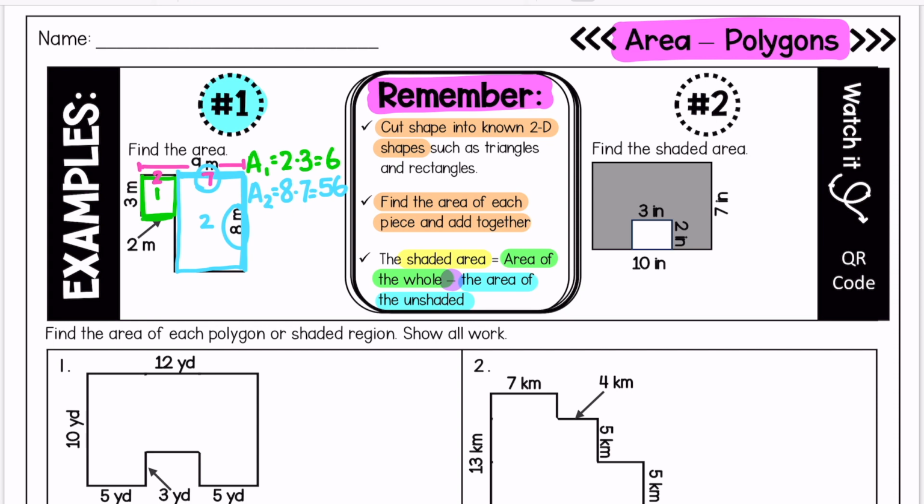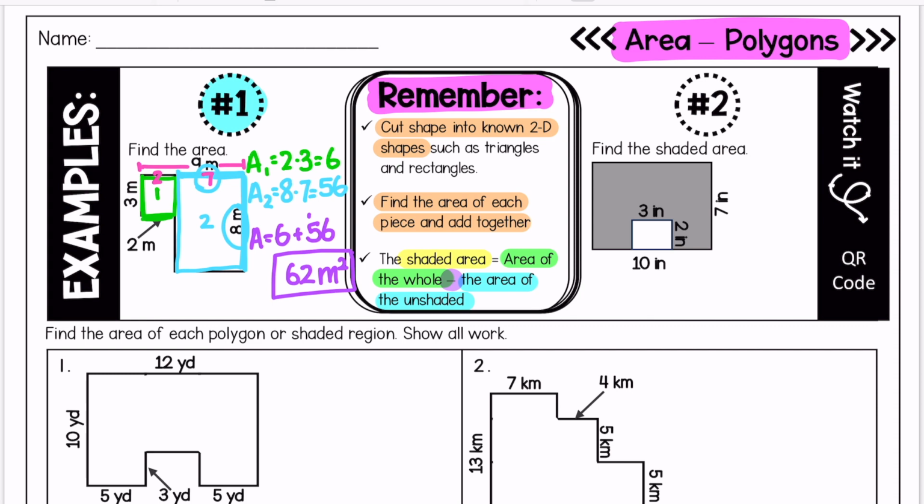So those are the 2 pieces. To find the area of my polygon, I'm going to add these together: 6 plus 56 to find my total area. 6 and 6 is 12, carry a 1, 5, 6, 62 meters squared. And that's the area of my polygon. So the hardest part when you're finding polygons is making sure you have the correct dimensions for each of the shapes that you've cut it into. And you might have to do some calculations because it might not all be given to you, like I had to do with that 7.